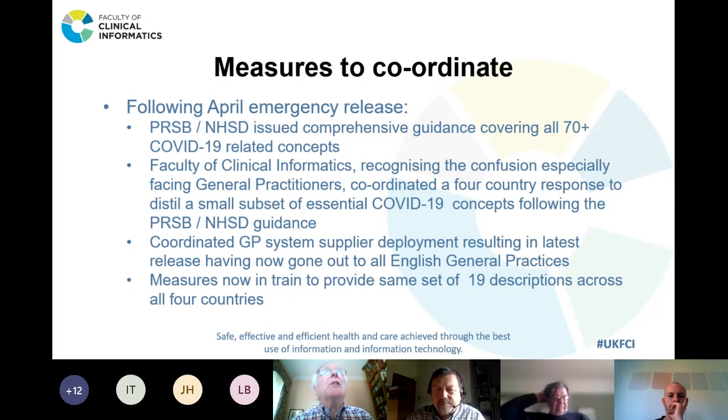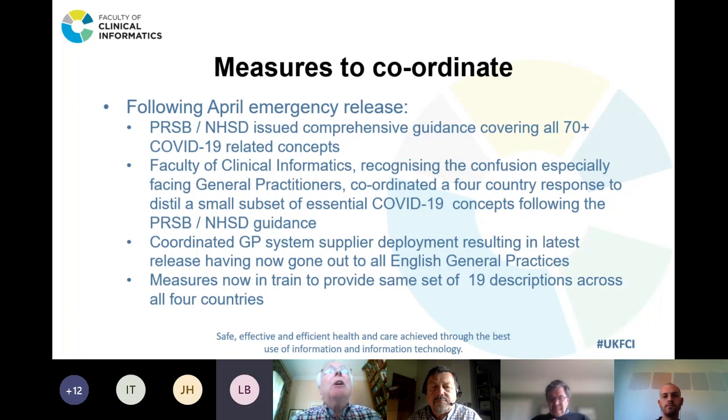What we did in the faculty then was to use that advice as a base, and we decided that we wanted to come up with a list of essential concepts that we thought most GPs would want to have to hand whenever they were dealing with somebody with suspected COVID or definite COVID. Not a comprehensive list, but just something they could have by them that would tell them, okay, I've got a suspected case. How on earth do I record that? Or I want to record the fact I'm getting them to do a swab on themselves. What do I use for that? It was that kind of advice.